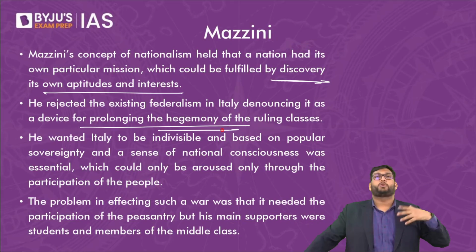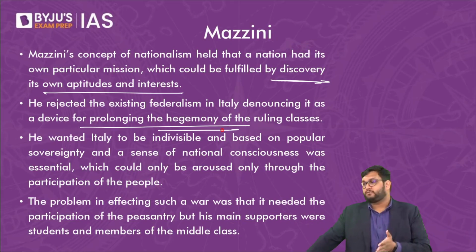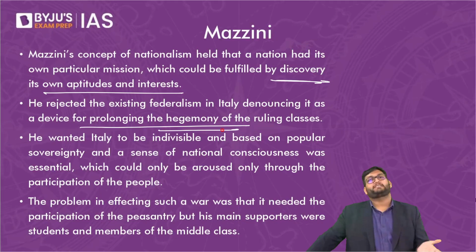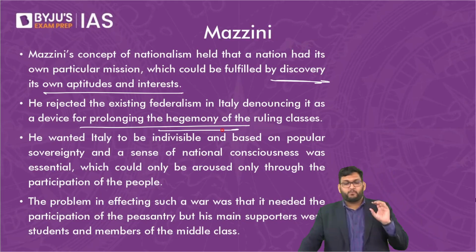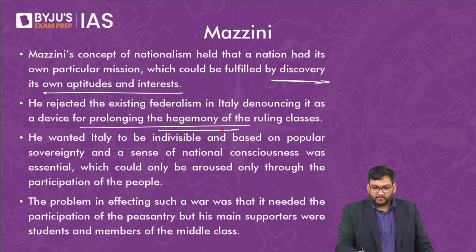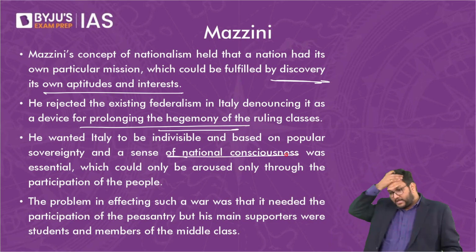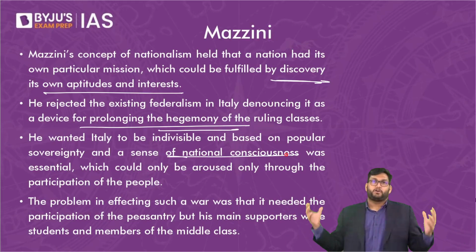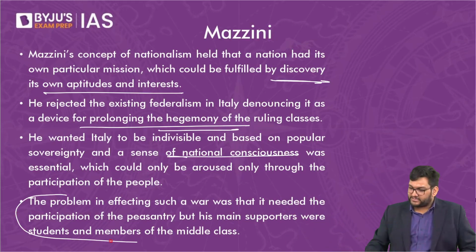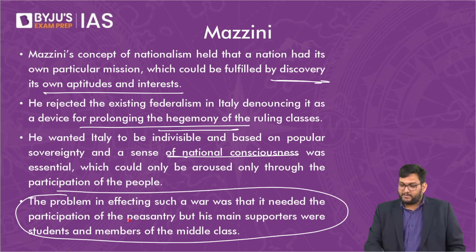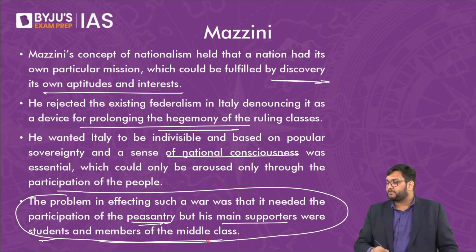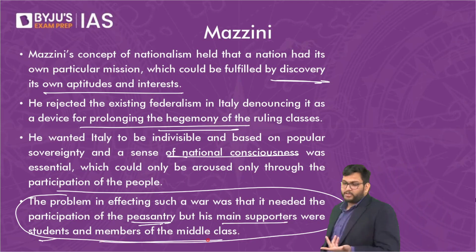Hegemony is that you rule through consent, but you basically make a fool out of the person who's in front of you. So very simply, he's talking about very heavy things in front of the Italians who don't even understand the language itself. So he wanted an indivisible Italy, having a sense of national consciousness, the fact that everybody should have participation in the government itself. However, the problem which affected him was that the participation of the peasantry was zero and the main supporters were students and members of the middle class. Mazzini is from the northern Italy sector, yes.